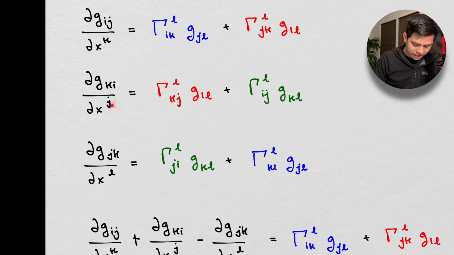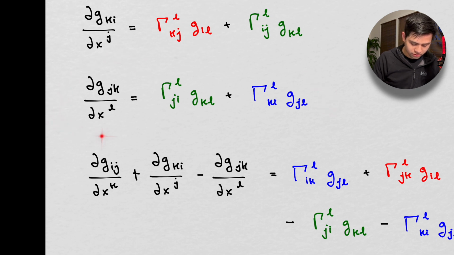But now, K was here, so now we're replacing all K's with J's. We're replacing all I's with K's, right? So here's an I, so it gets replaced with a K. And then we're replacing J's with I's. All right, so this is the equation for this metric. Again, we're not really doing much. We're just swapping indices. Same goes for this.